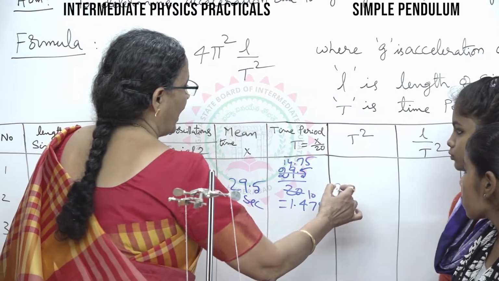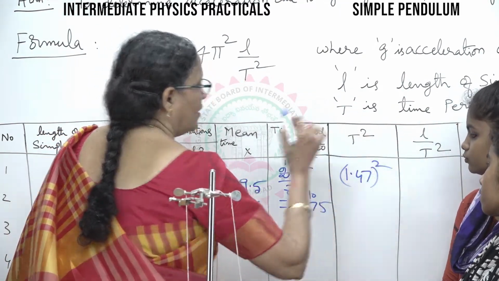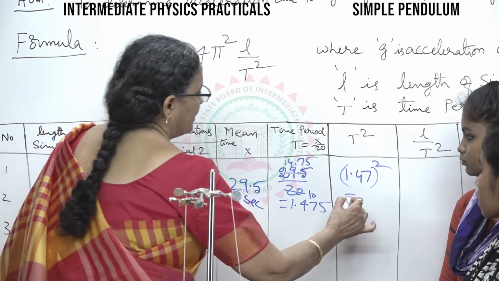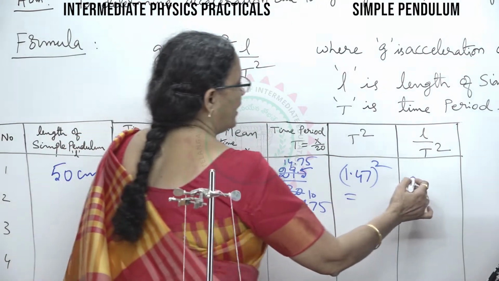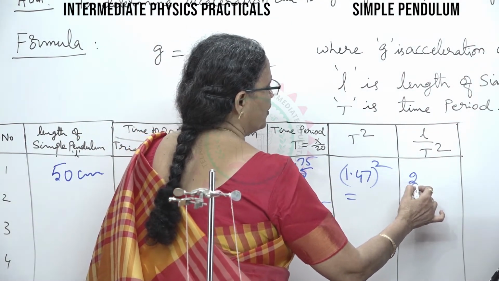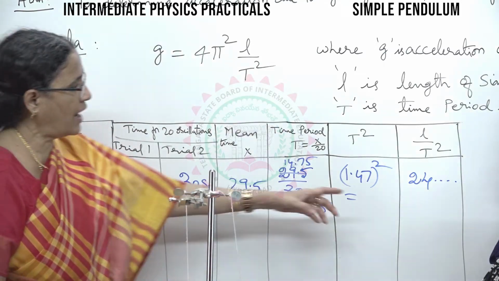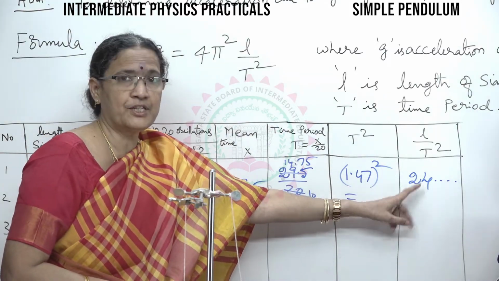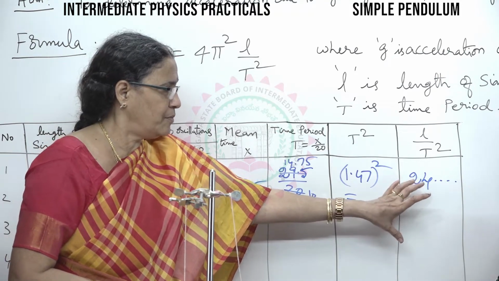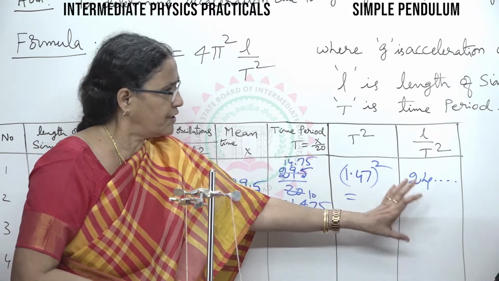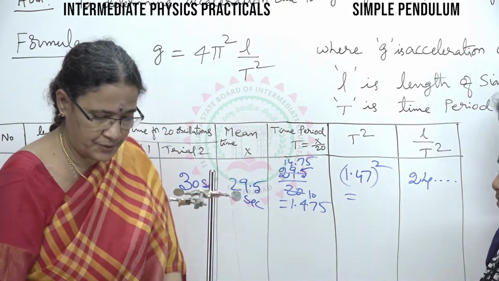Next is t square. 1.47 whole square. We'll get something. Last column, L by t square. 50 by 1.47, around 24 point something you should get. You have to check your value here itself. It should not exceed 25. So if it is between 23 and 25, you are right. You can proceed.